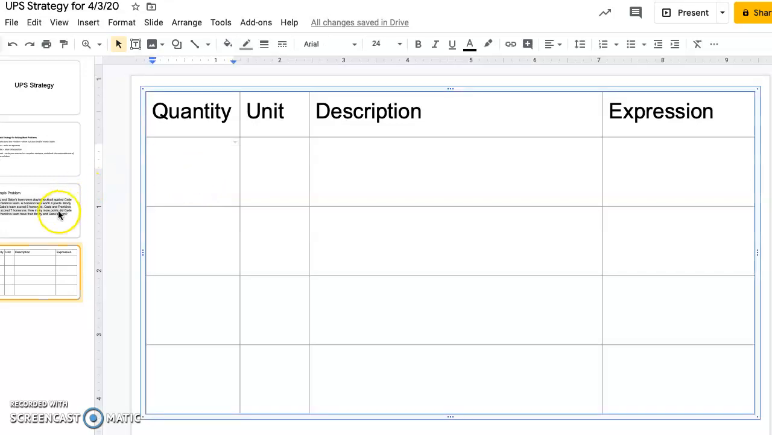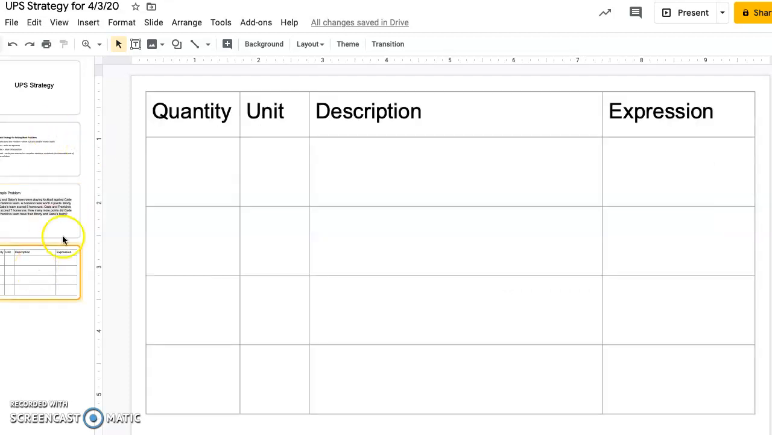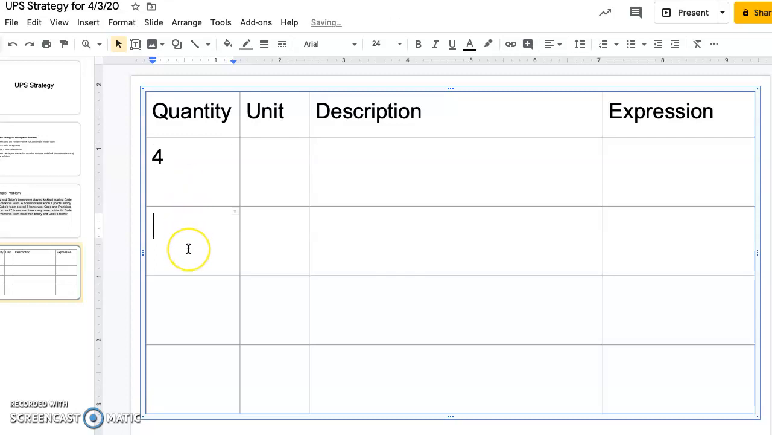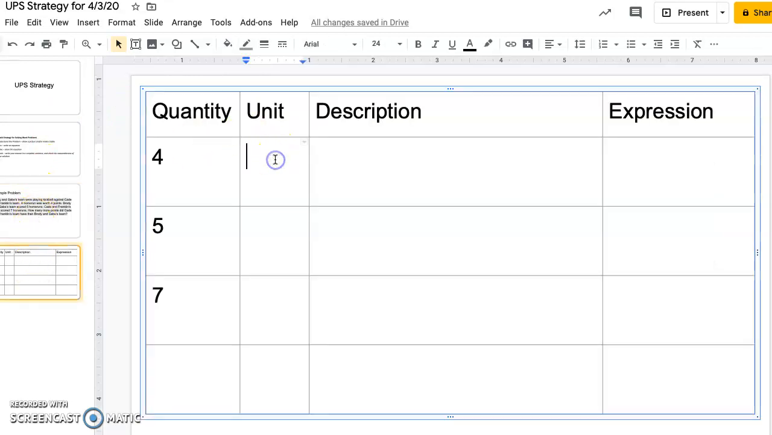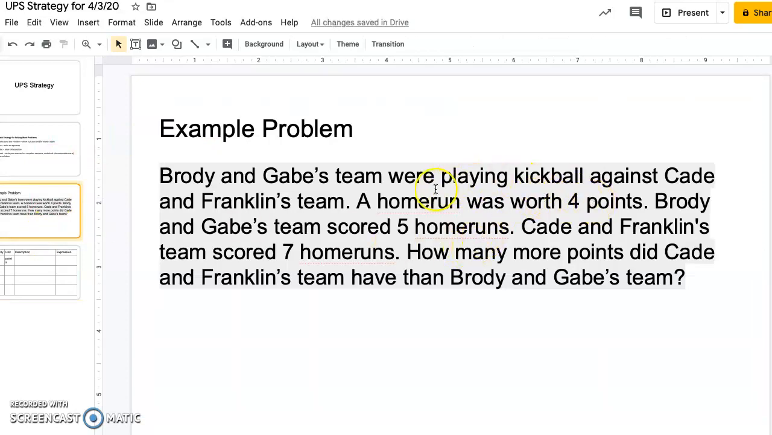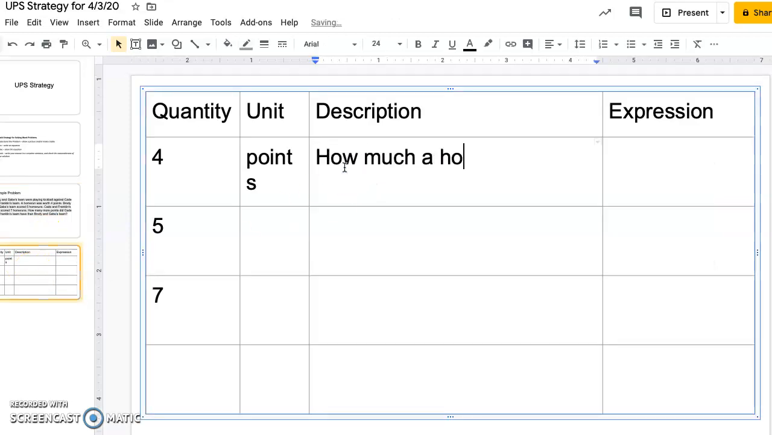So first of all, let's look at our quantities. I see a 4, I see a 5, and I see a 7. So I'm going to put 4 right here, 5 right here, and a 7. Now what units were those referring to? We had 4 what? Points. And what's the description? What is 4 points? How much a home run is worth? Okay, so how much a home run is worth.